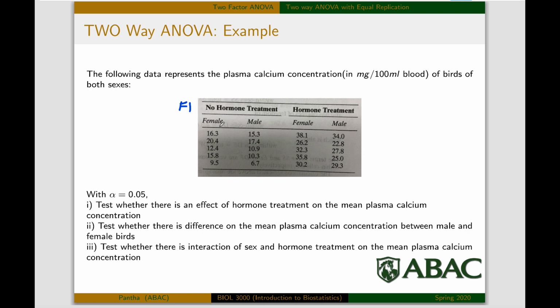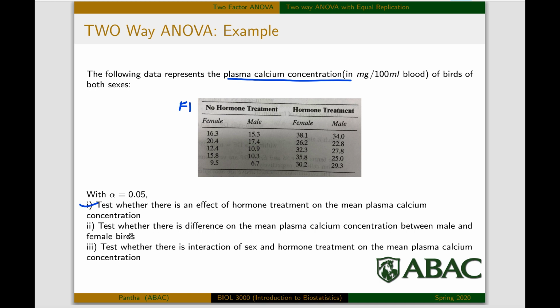Under the no hormone there are two samples. Under the hormone treatment there are two samples as well. So alpha equals 0.05. So what is the question? Test whether there is an effect of hormone treatment on the mean plasma calcium concentration, meaning the mean under the hormone and non-hormone treatment. Are the average plasma calcium concentrations the same under the hormone treatment and non-hormone treatment? That's the one question, right?